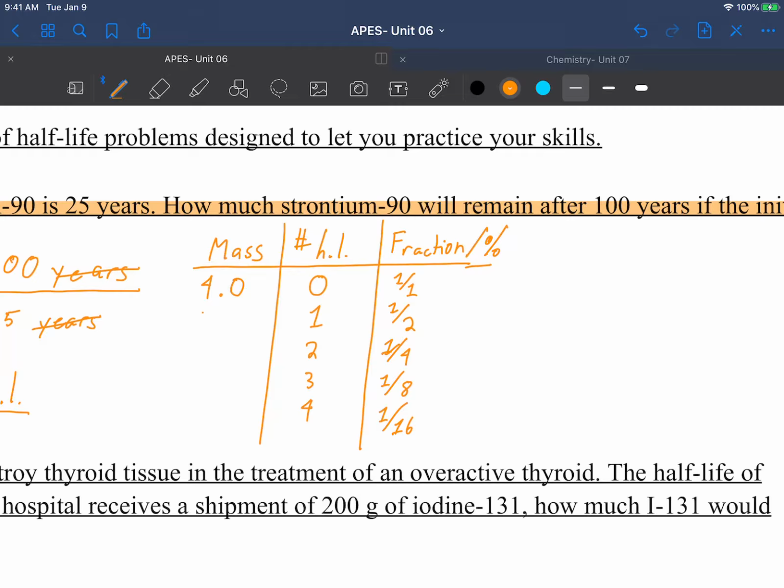Each step in a half-life, you're basically dividing the remaining mass by 2. So 4 divided by 2 is 2. Divided by 2 is 1. Divided by 2 is 0.5. And divided by 2 is 0.25. My mass was in grams. So after 4 half-lives, I probably have 0.25 grams remaining.